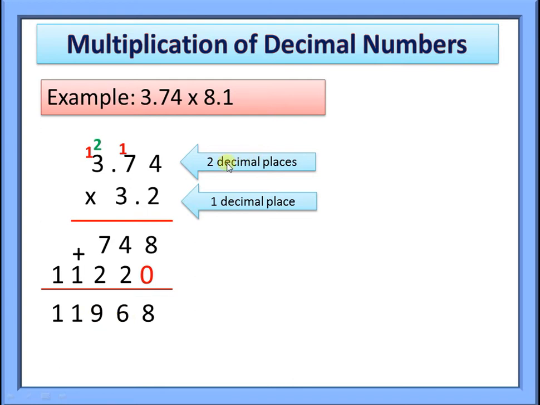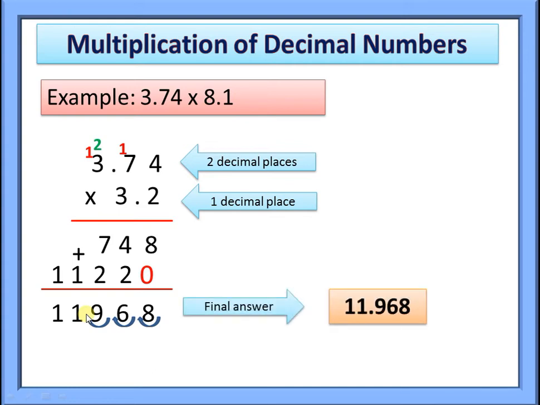So when we add them, the result will be 11,968. So once again, how many decimal places do we have? In total, we have 3 decimal places. So from this point, there will be 3 movements to the left. So let's start. 1, 2, and then 3. So the location of the decimal will be here. So our final answer will be 11.968. Okay?